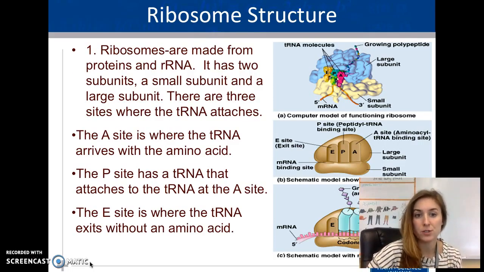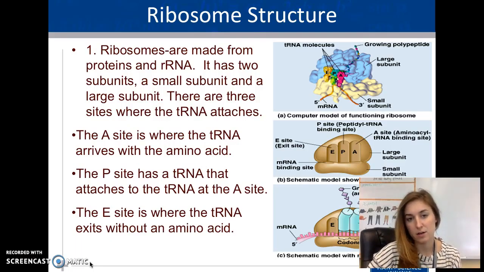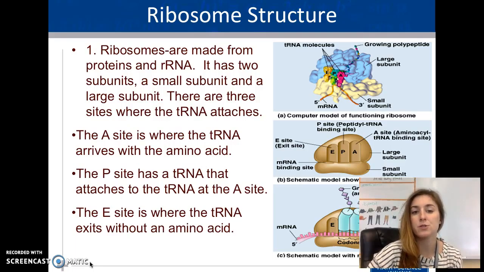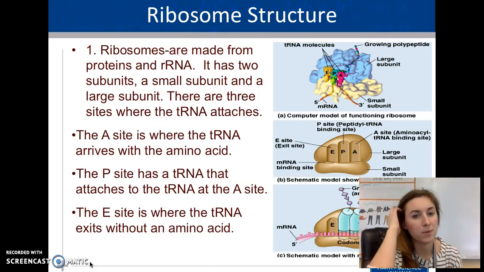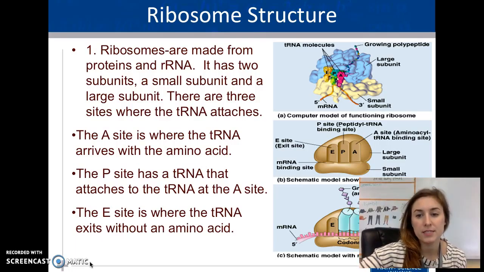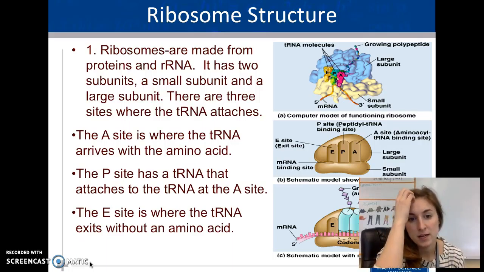So ribosome structures. Ribosomes are made from proteins and rRNA, also known as ribosomal RNA. It has two subunits, a small subunit and a large subunit. If we look, we'll see the small subunit sits on the bottom, the large sits on the top. And this is where the tRNA attaches to deposit whatever amino acid.